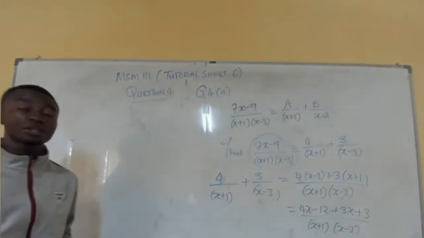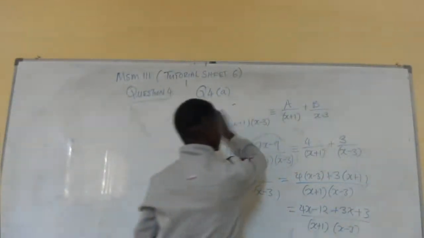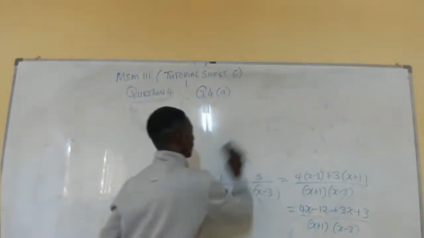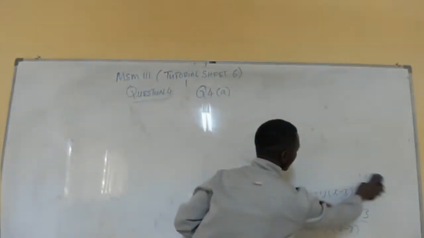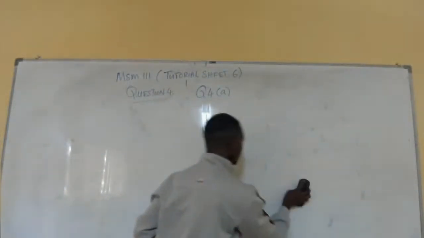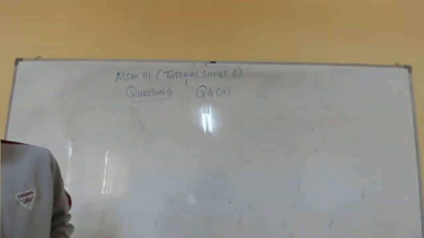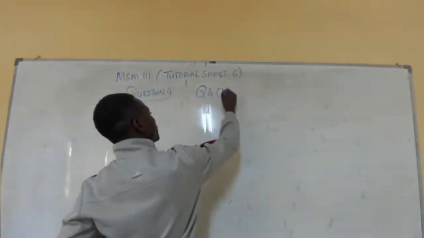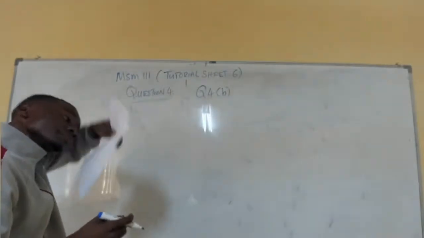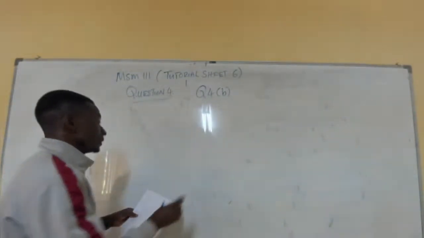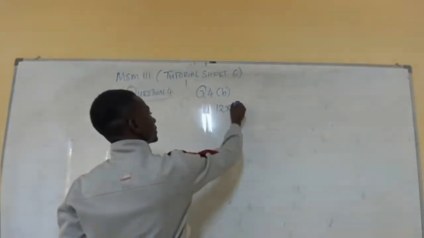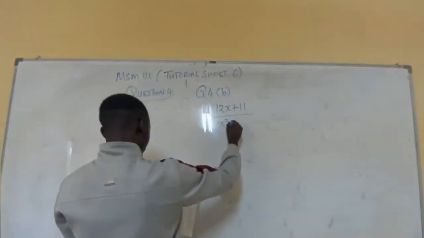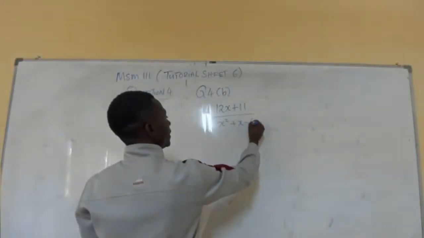So that's question 4A. So now let's do question 4B. Question 4B, we have 12x plus 11 over x squared plus x minus 6.